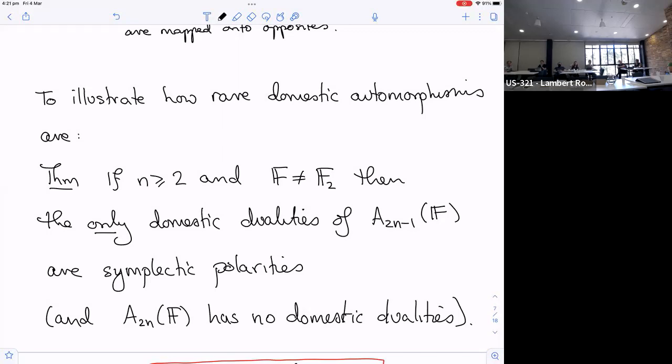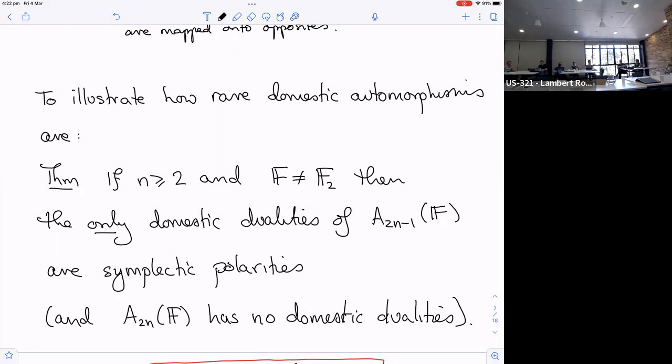Anyway, so the only domestic dualities of A_n, so an odd A_n, where n is bigger than 3, if you just write A_n odd, they're all of this form. And for A_n even, there aren't any whatsoever, there aren't any domestic dualities. So in fact, what I'm saying here is in type A_n, we have an almost complete classification of what the domestic automorphisms are, or domestic dualities. I'll come back to this field being the finite field with 2 elements later. That turns out to be where some exceptional things happen.